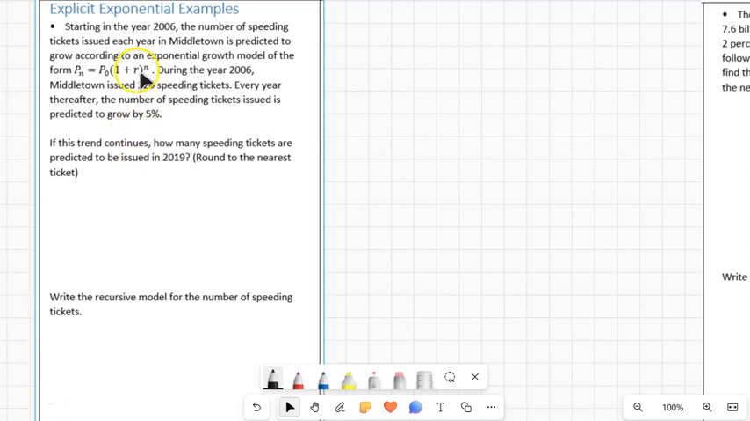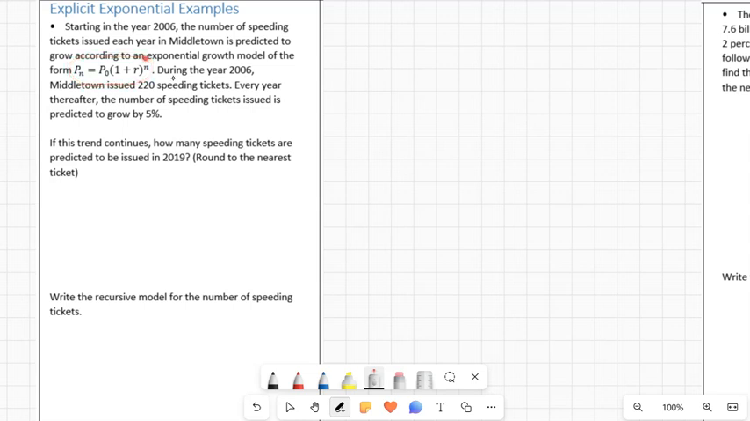Let's talk about some explicit exponential examples. Starting in the year 2006, the number of speeding tickets issued each year in Middletown is predicted to grow according to the exponential growth model of the form P sub n equals P sub 0 times (1 plus r) to the n. Now this formula will be given on the exam. It's nice that it's in the problem, but you don't need to memorize it.